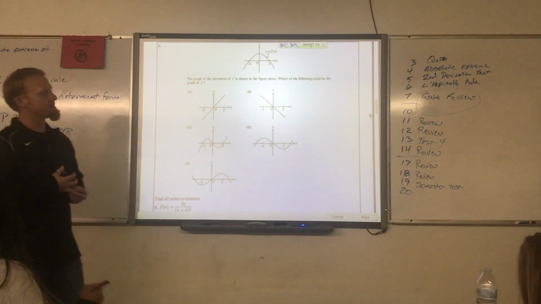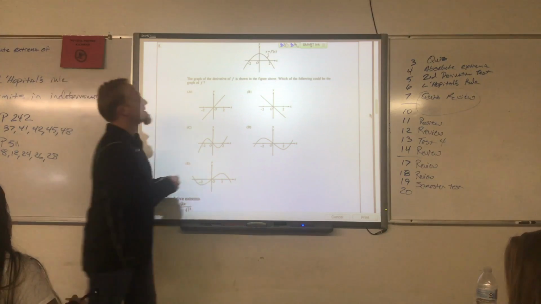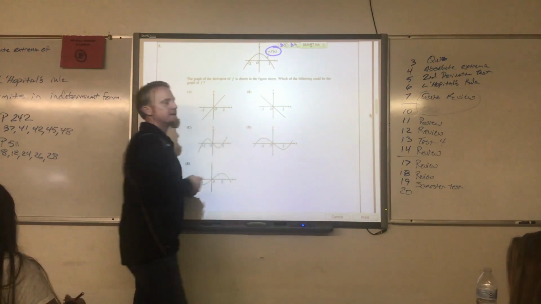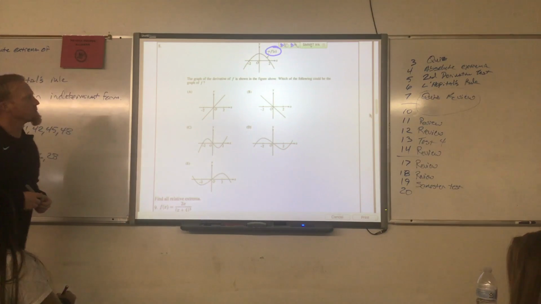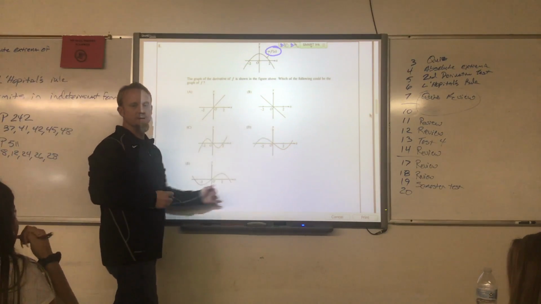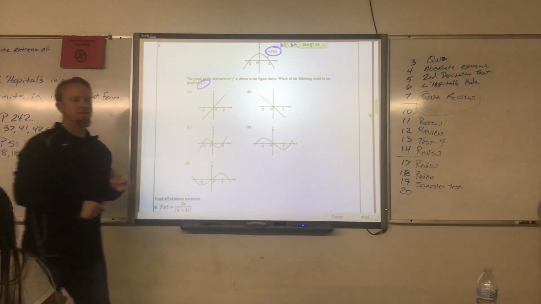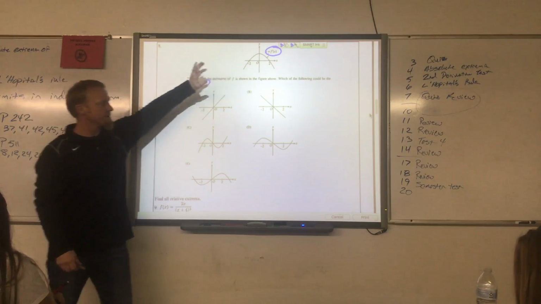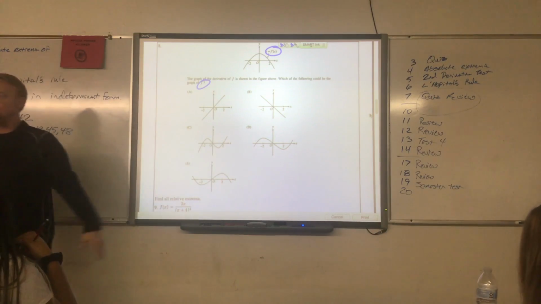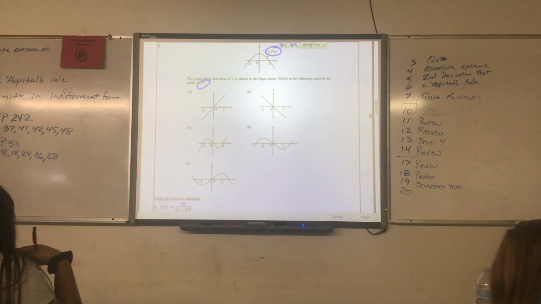Eight's some good stuff. I like this problem a lot. Now notice we are looking at the first derivative, and we're wanting to know what type of functions these are that are graphed over here. They are f. So I'm looking at the first derivative and I'm wanting to know which one of these graphs could be the actual function. So what are some things we can learn from the first derivative that are going to help me match f?